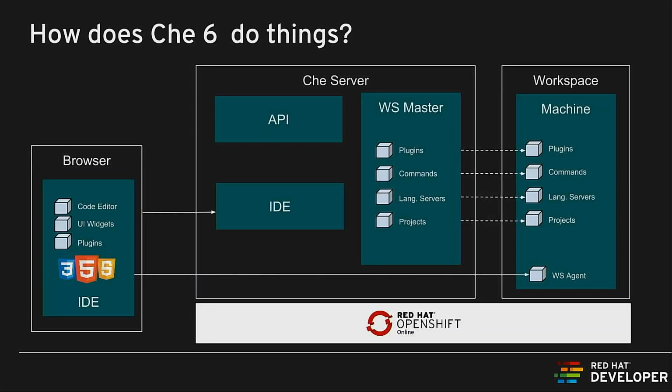So this is how Che 6 did things. We had a code editor, UI widgets, and plugins to that IDE working on the browser, which talked first to the server to get the IDE, and then talked with the workspace engine, which we called the workspace agent, and a bunch of plugins running on that workspace engine. The problem with this one was everything was running in a single container. The workspace over here is a single container that required us to create special containers for running your tools.